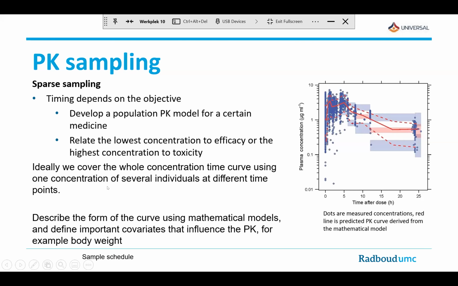And when are you going to collect these sparse samples? That also depends on what the aim of your study is. If you really want to know the lowest concentration all the subjects have just before the next dose, you'll have to sample mostly just before the next dose. But if you also want to know the real form of the curve, so to see the absorption phase and to be able to assess the entire exposure, you will also have to get a lot of samples in that first phase of the curve. So it also depends a little bit on what your question is.